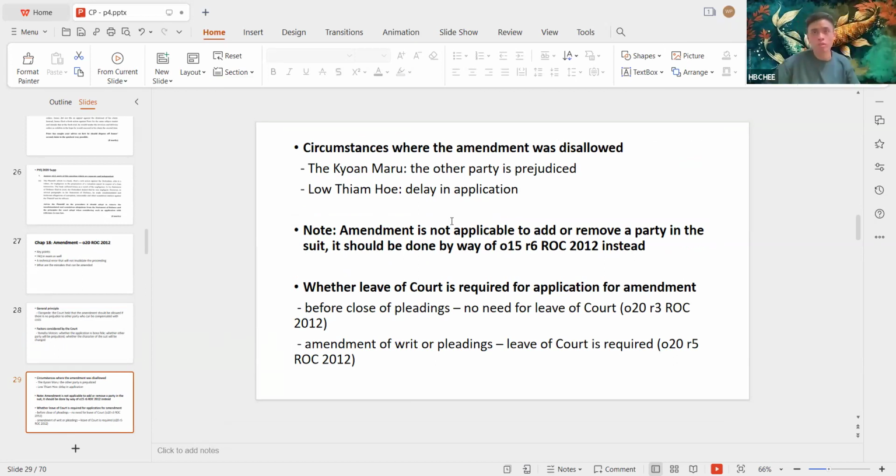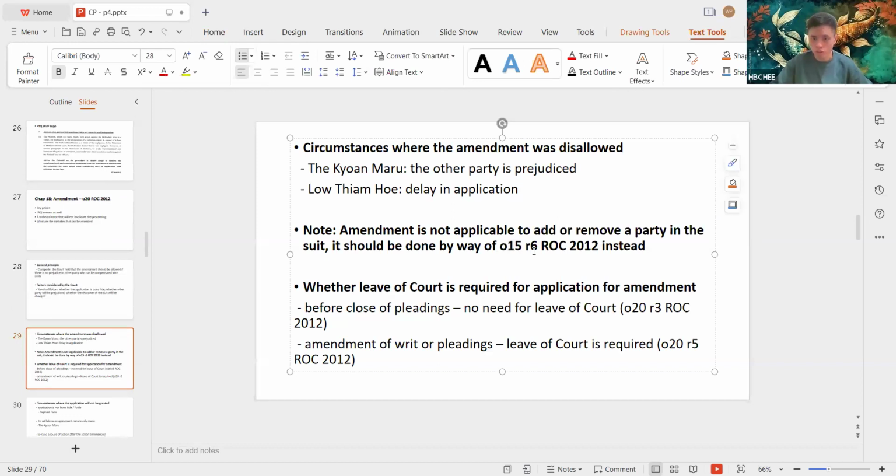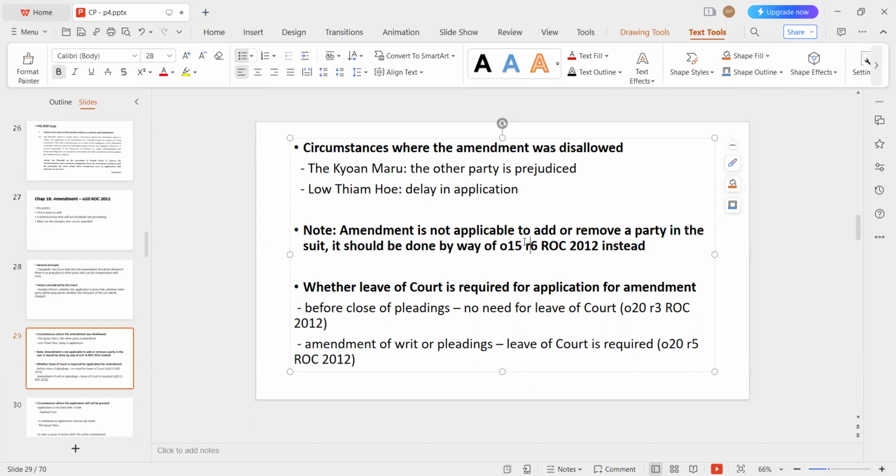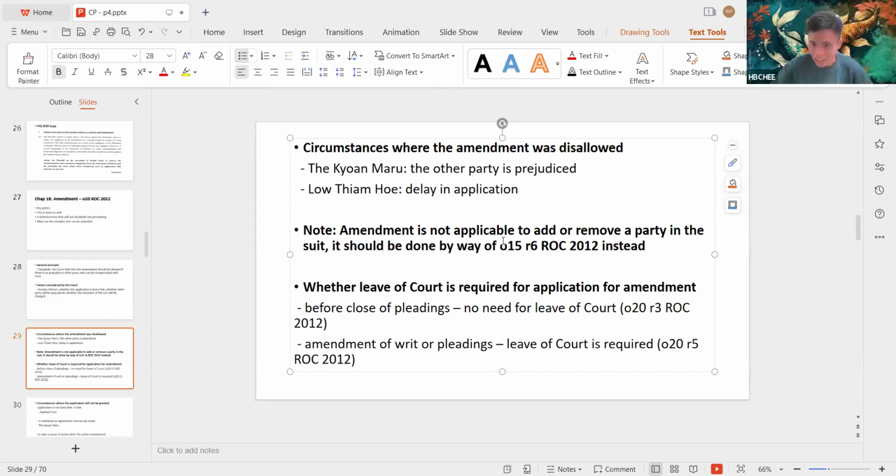Just now, someone asked me, if you want to amend the party, you have to do it by way of Order 15 Rule 6, not by way of Order 20. Order 15 or amendments, this is the part people are confused about. I have to tell you that amendment is not applicable to add or remove any party. You can change the capacity only by the party himself.